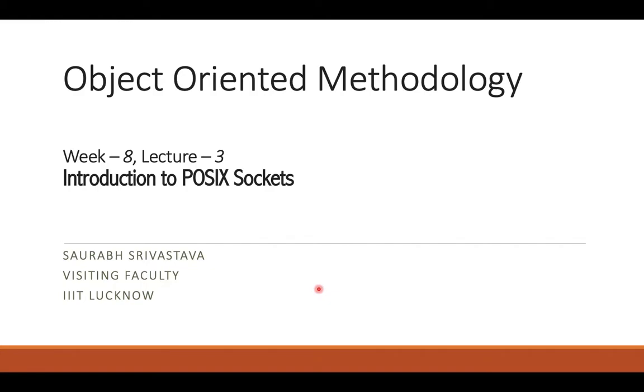Hi, this is the third lecture for week 8, and we are now moving towards POSIX sockets. You already know the basics of networking. We discussed it in the previous lecture, where I said that there are basically two things you are required to know in order to connect to another machine: the IP address of the machine and the port number you are trying to connect to. If you know these two things, with the help of socket APIs and libraries like POSIX sockets, you'll be able to connect from one machine to another.